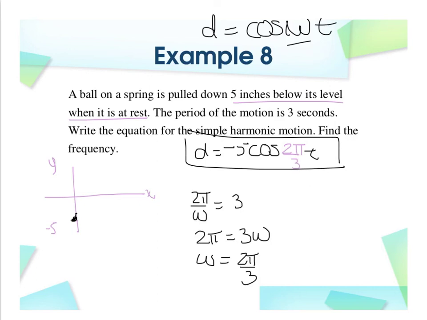And now we want to find the frequency. Remember, the frequency is F equals 1 over the period. The frequency is the reciprocal of the period. It's the number of complete cycles per unit time. What I'm going to do is take the period, 3 seconds. Therefore, the frequency is 1/3 of a second.